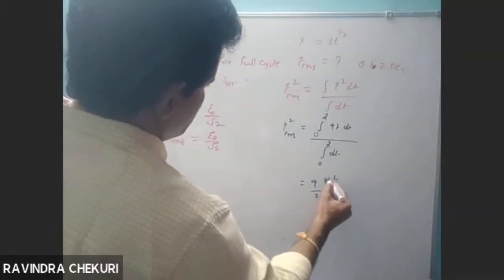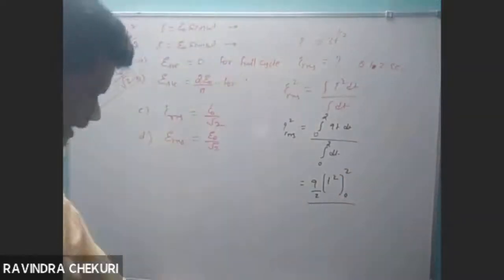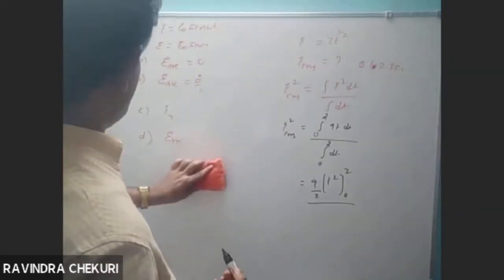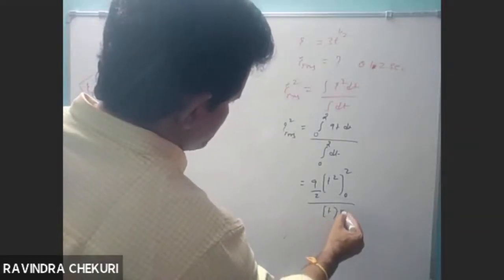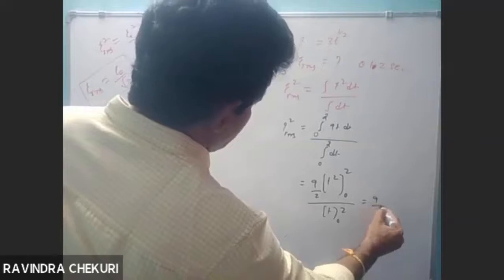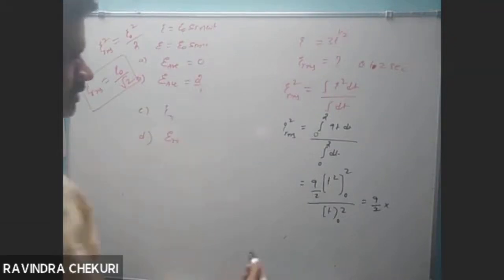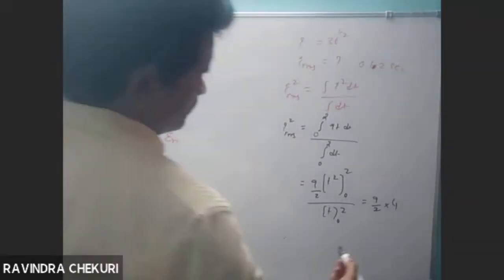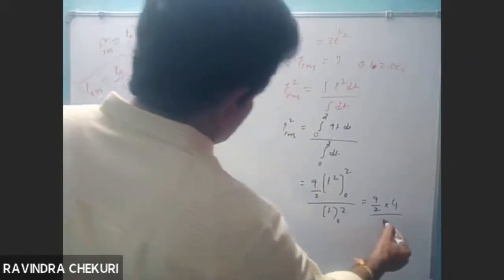So 9 times the integral of t dt, which is t square by 2, with limits 0 to 2, divided by the integral of dt with limits 0 to 2. So 9 by 2 into, substitute the value of the upper limit and lower limit in the function: 2 square is 4 minus 0, so 4, divided by 2 minus 0, which is 2.